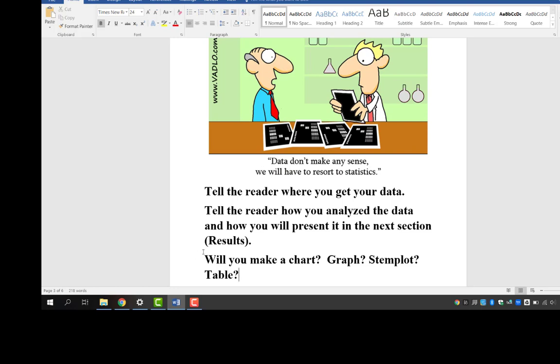Are you making a chart? Are you making a graph? Are you making a stem plot table? How are you going to show us your data? It's in the results section.